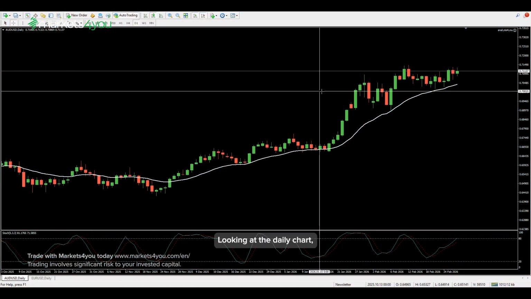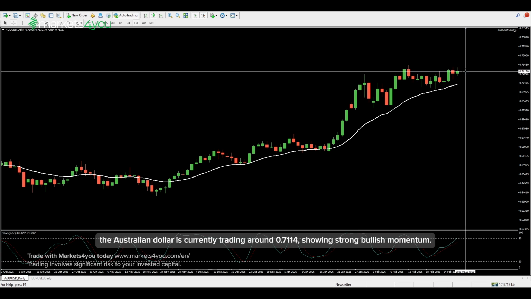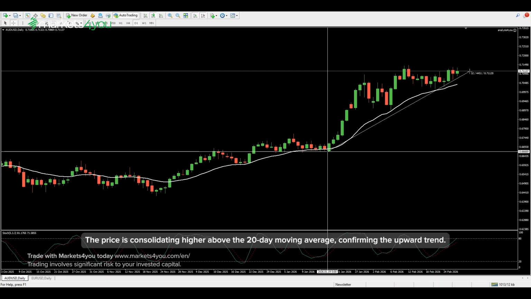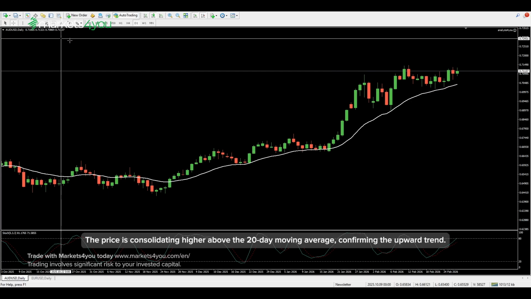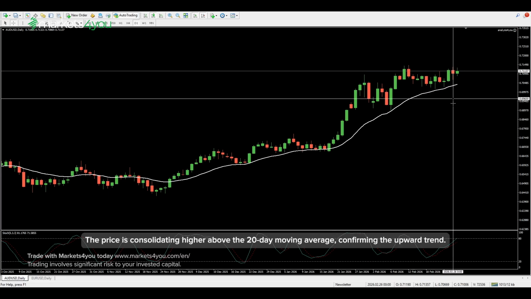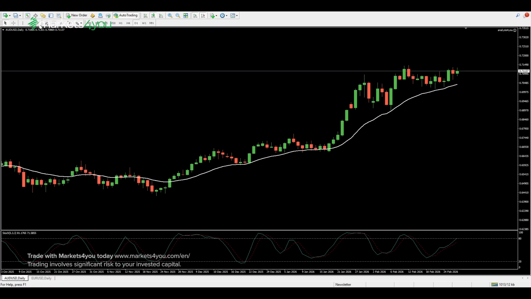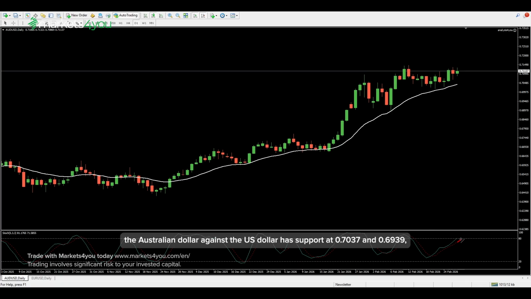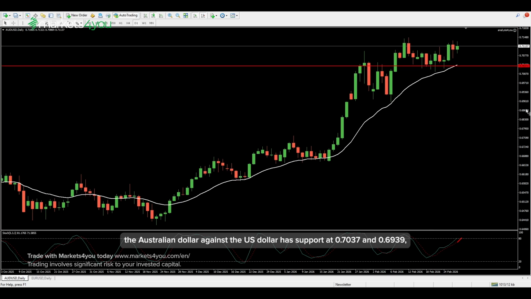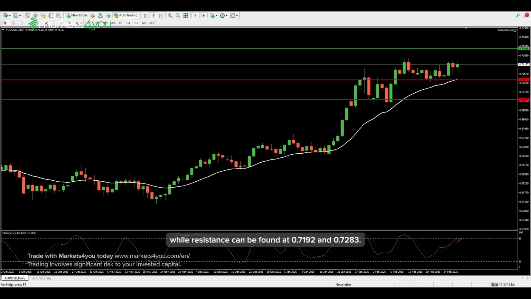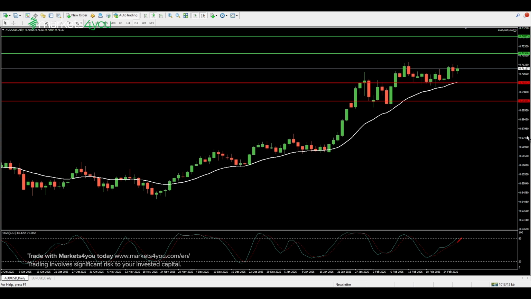Looking at the daily chart, the Australian dollar is currently trading around 0.7114, showing strong bullish momentum. The price is consolidating higher above the 20-day moving average, confirming the upward trend. The stochastic oscillator is moving higher toward the overbought area, indicating strong buying pressure. Looking at important levels, the Australian dollar against the US dollar has support at 0.7037 and 0.6939, while resistance can be found at 0.7192 and 0.7283.